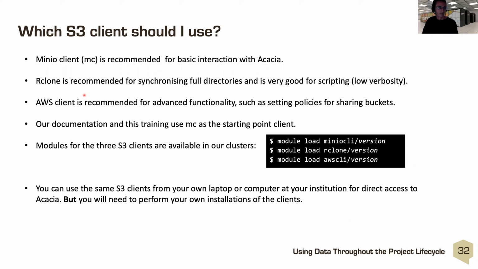For those that already have knowledge and already use, for example, AWS S3, they may feel more comfortable using the AWS client directly, or rclone, which is also a very popular tool for interacting with object storages. We are also recommending to use rclone in batch and Slurm batch scripts because it has a very low verbosity, while MC gives you a lot of output when you are using it in scripts. Okay.